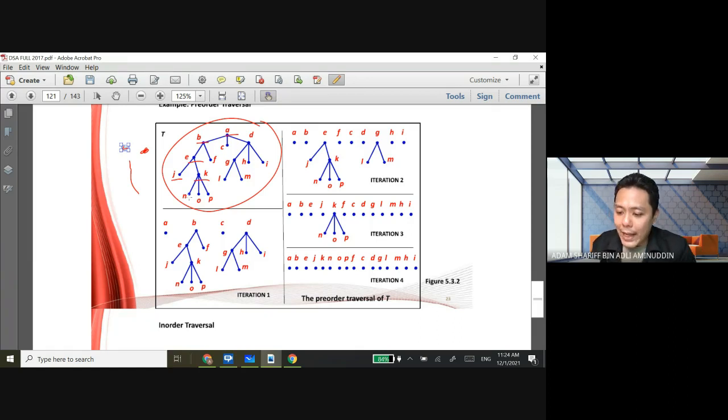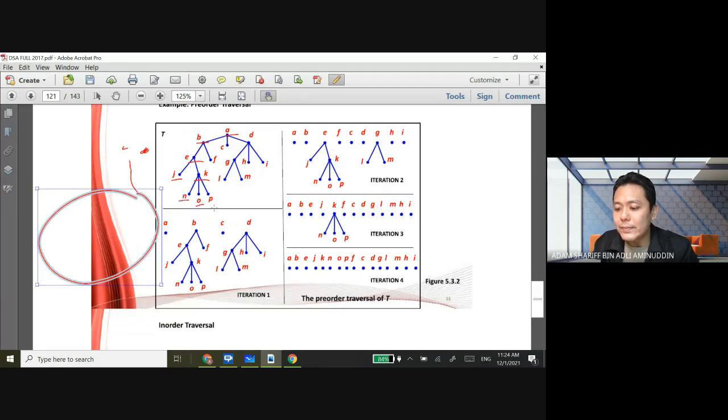Then we proceed to left and O and also B. We already finished the left one, we go back to the top, go back to the root and we start over again, C.